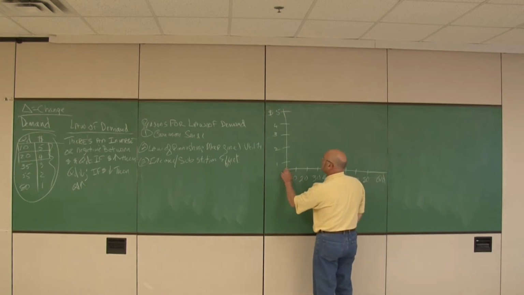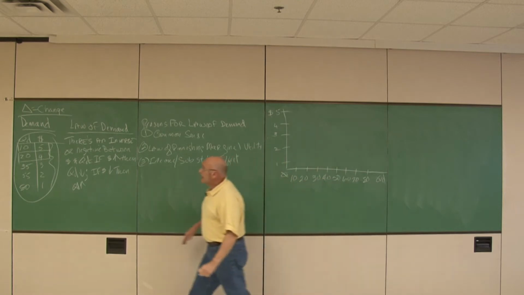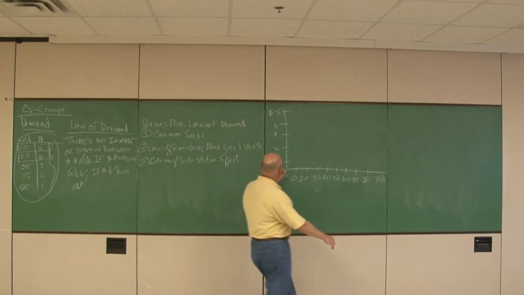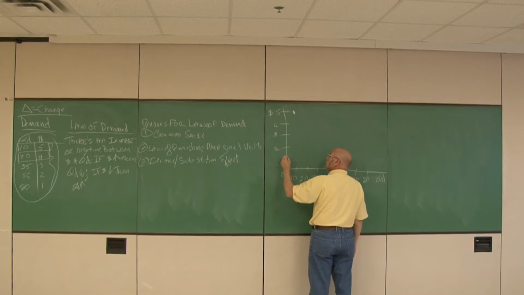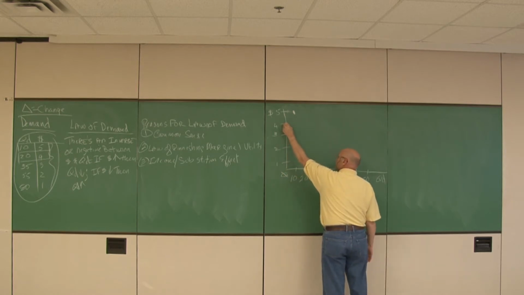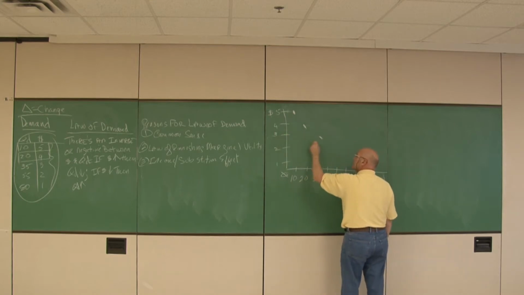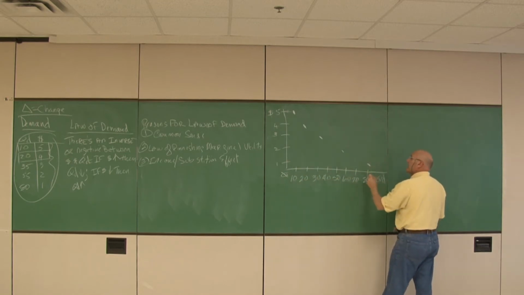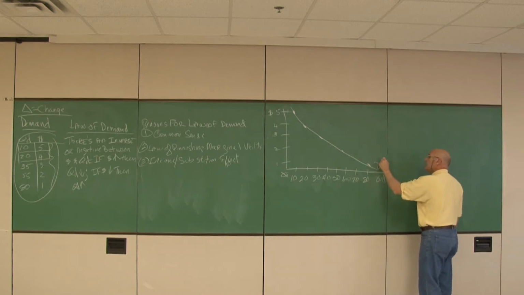If the price is $5, I'm going to go up to 5, come over, and I realize that the quantity demanded I have at $5 is 10 units. So I come over to 5, I come over to 10, and I plot a point. Do the same with the rest of these. At $4, I will purchase 20. Go up to 4, come over to 20. 3 is 35, 2 is 55, and 1 is 80. And if I simply join the points, I have a picture of my demand schedule.